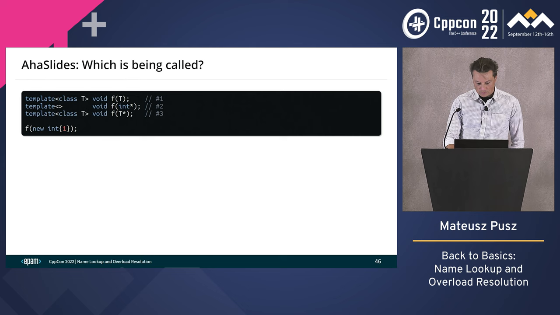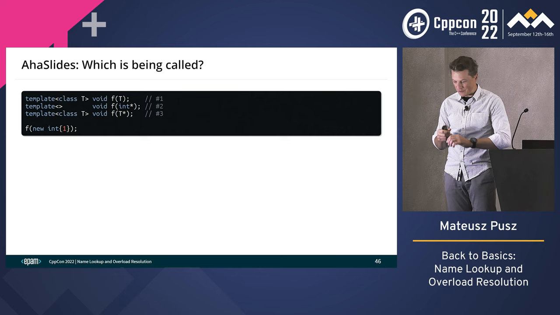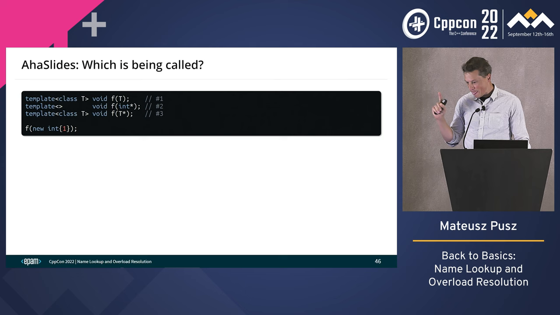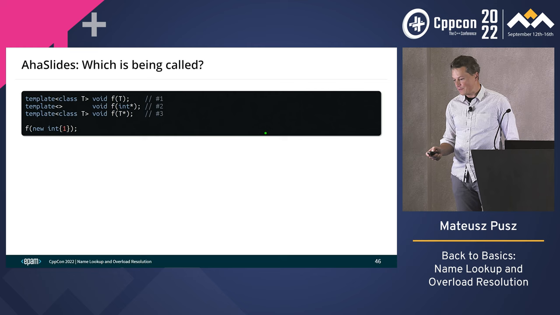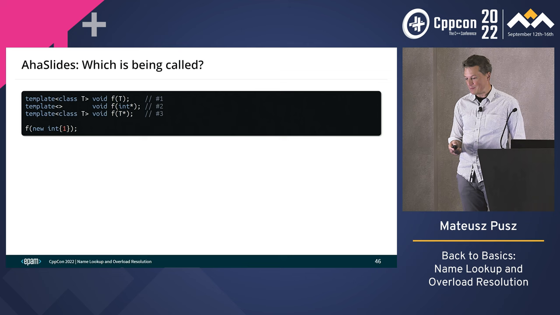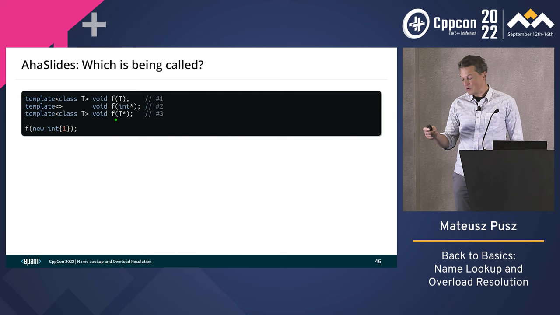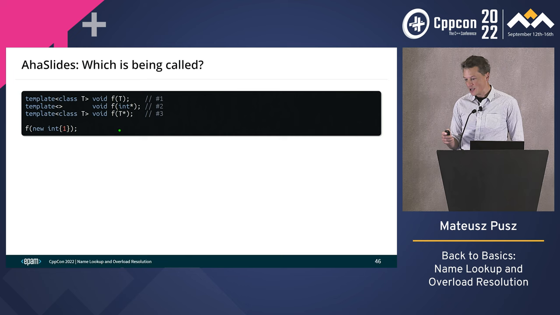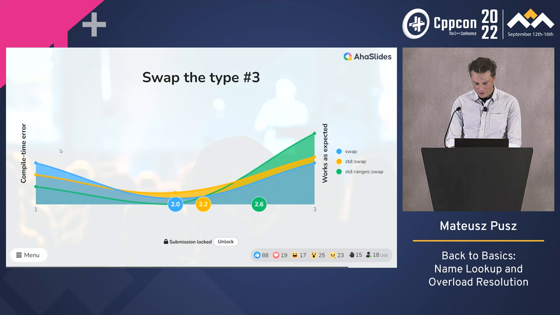Last thing, I would like to talk about name lookup before we go to overload resolution, and we don't have much time for overload resolution actually after this discussion. Last aha slide. Which one is being called in this case? We have a primary template, f taking T. We have an explicit specialization of this primary template for pointer types of integer, and then another primary template for pointer types. So primary template, specialization, primary template. And we are calling f of int pointer. What do you think? Which one is being called?